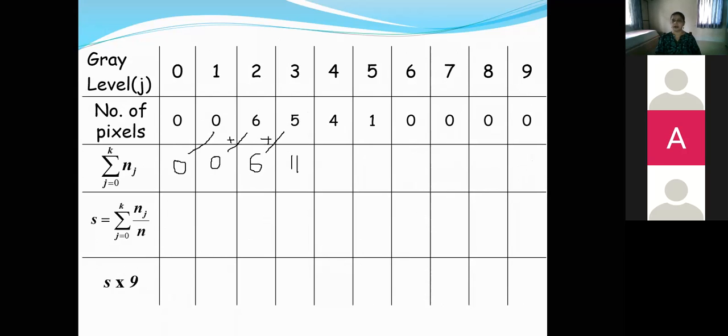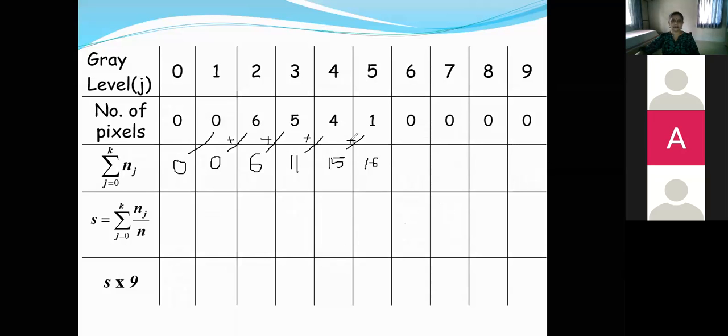Okay, Pranav, your answers are correct. So next is 11 plus 4. 11 plus 4 gives you 15. Then 15 plus 1 gives you 16. And for the rest, 16 plus 0, 16. So for all the rest of the gray values, you will get cumulative addition as 16.